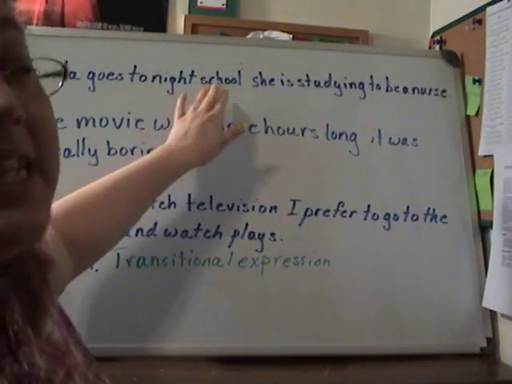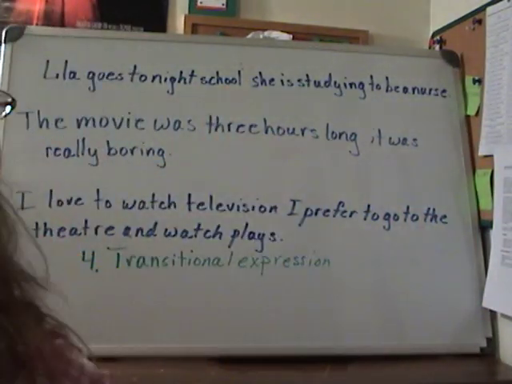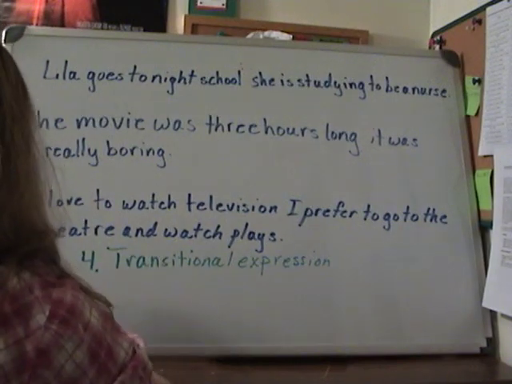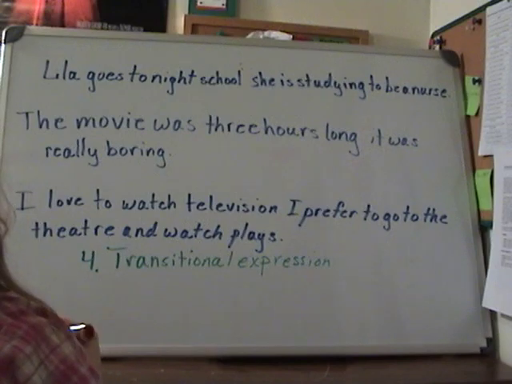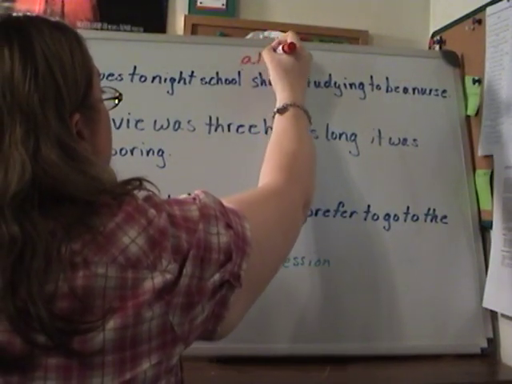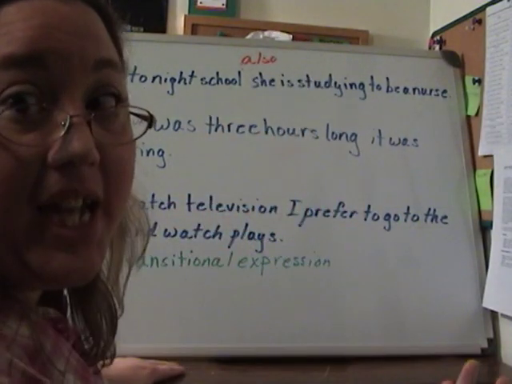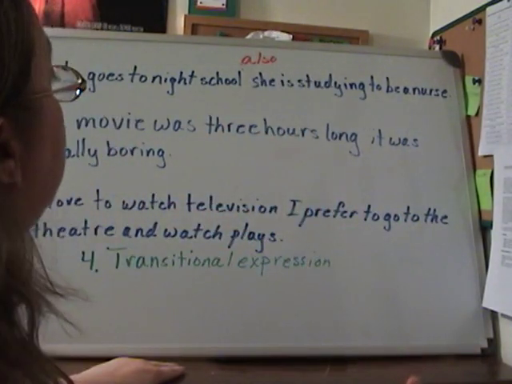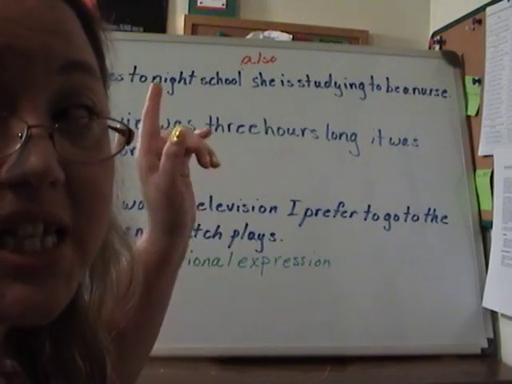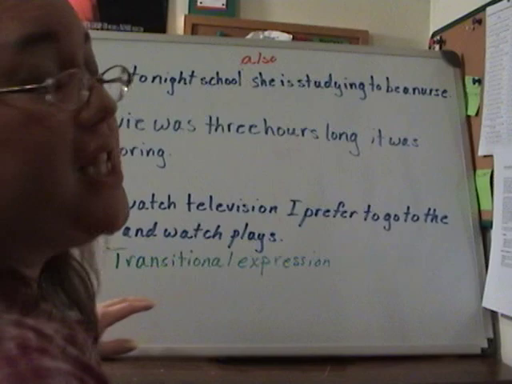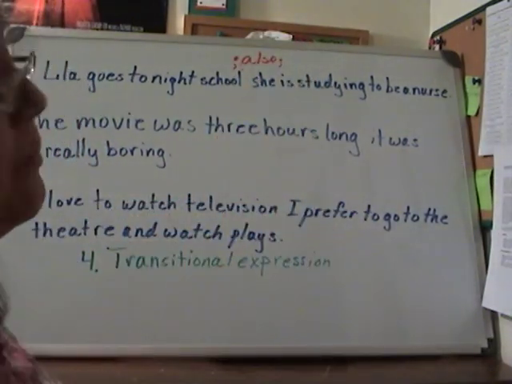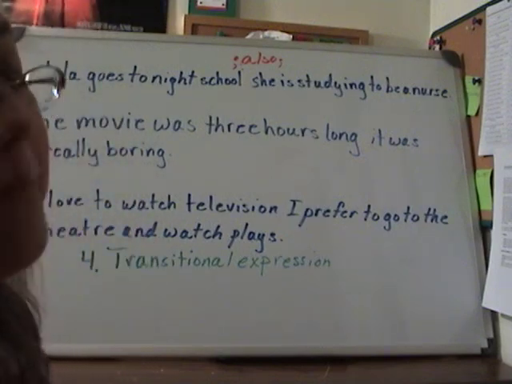So if I go back to my sample sentences, Lila goes to night school, she is studying to be a nurse. I could use something like also. So I want to put also in between these two thoughts to join the ideas together. Lila goes to night school; also, she is studying to be a nurse. Now if I want to use this transitional expression to combine these two ideas together, semicolon, comma. And that's how you punctuate it.